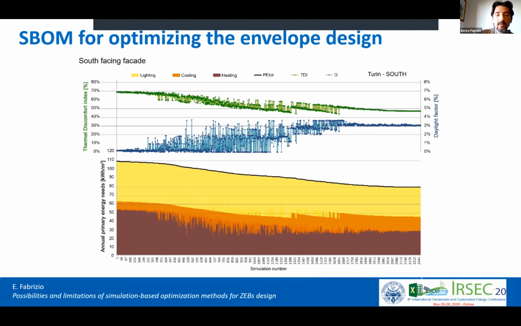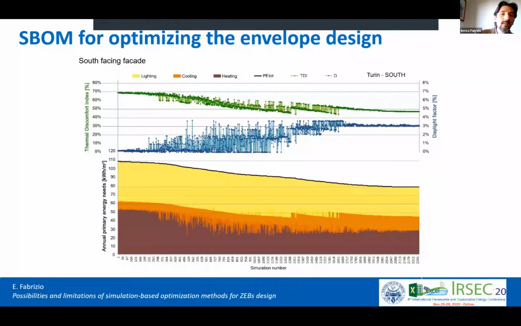The best way will be to be at this side of the diagram, where we have the lowest energy, the highest daylight index, and the lowest discomfort index. Each point of this diagram represents a quite different design solution.